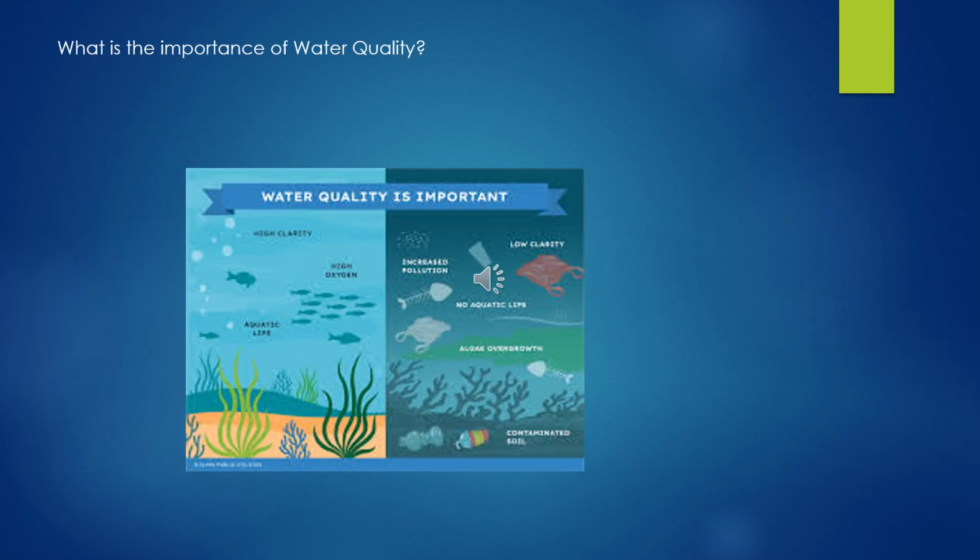Now we're going to talk about something very important: water quality. Water quality means how clean and healthy the water is. Just like you need clean air to breathe and clean food to eat, fish need clean water to survive. If the water is polluted or dirty, it can harm the fish and other living things. Pollution can come from trash, chemicals, and even runoff from roads and farms.